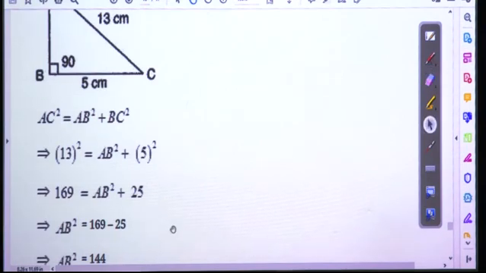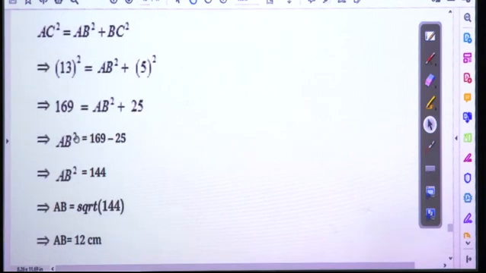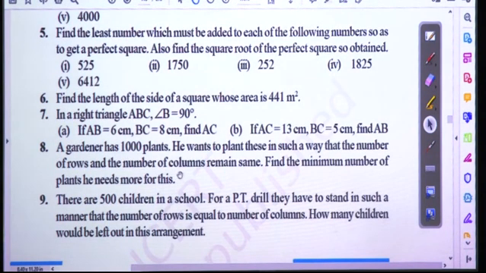Proceeding further, AB square is equal to 169 minus 25, AB square is equal to 144. Taking square root, AB is equal to square root of 144. 12 square is 144, therefore the square root of 144 is 12 centimeter. AB is equal to 12 centimeter. Let us see the next question.